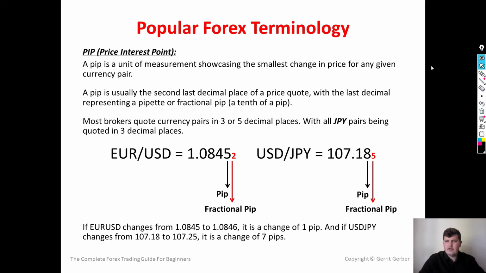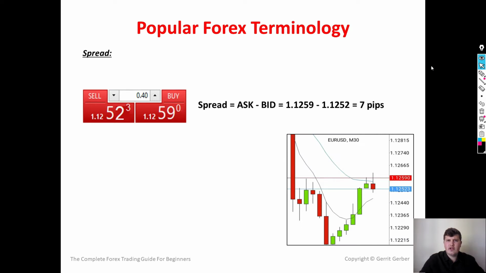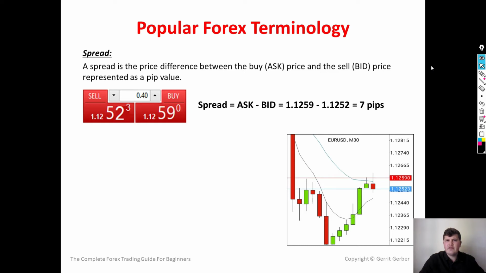Moving on to our next popular Forex terminology term, it's called a spread. Now, a spread is the price difference between the buy or the ask price and the sell or the bid price, represented as a pip value. And when you open your MetaTrader 4 trading platform that we'll discuss later in this course, you will see something like this. And this shows you the sell price or the bid price and the buy or ask price of the given currency pair.